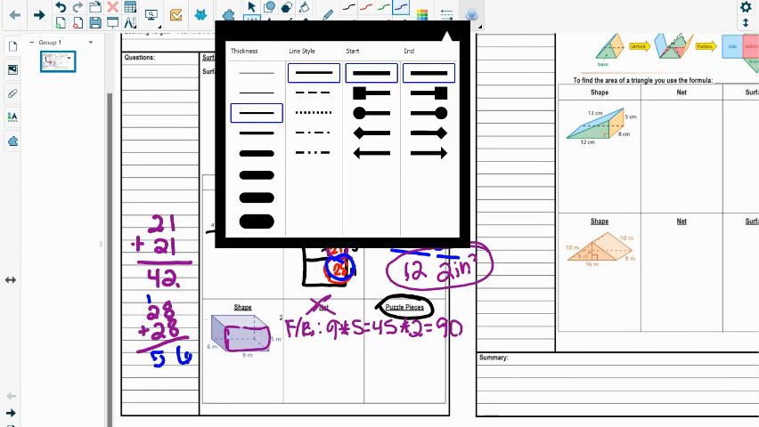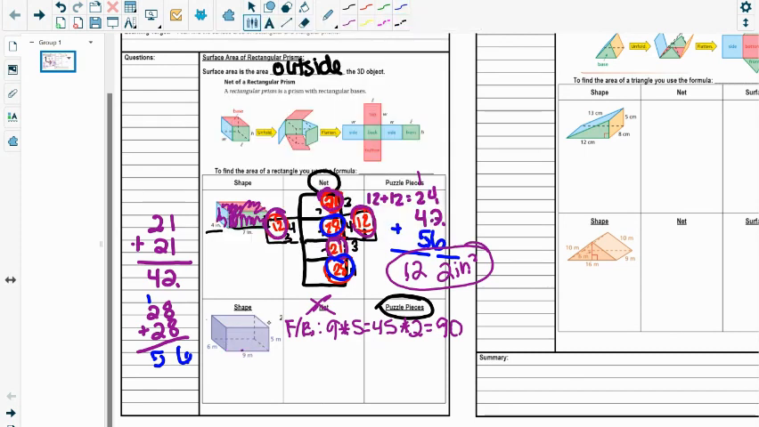Okay. Now we have a top and a bottom. Remember, opposite sides are always the same, so whatever's on the bottom is also on top. So next we would do our top and bottom. And for that top and bottom, I'm going to do 9 times 6.